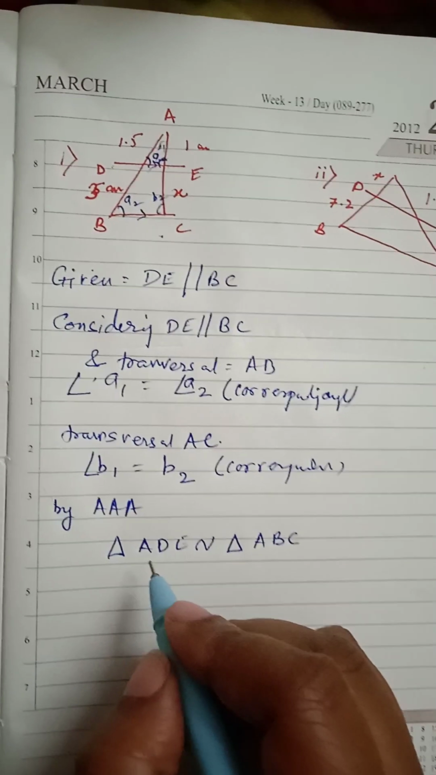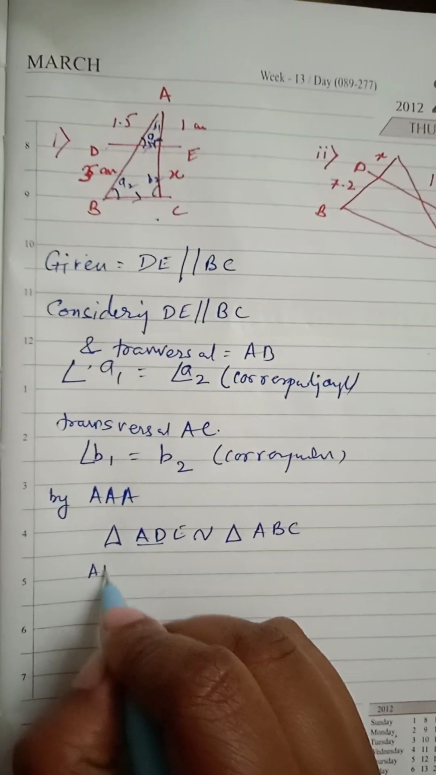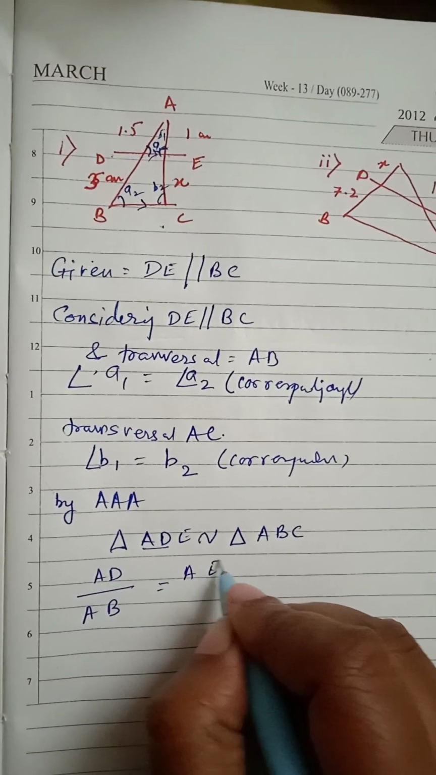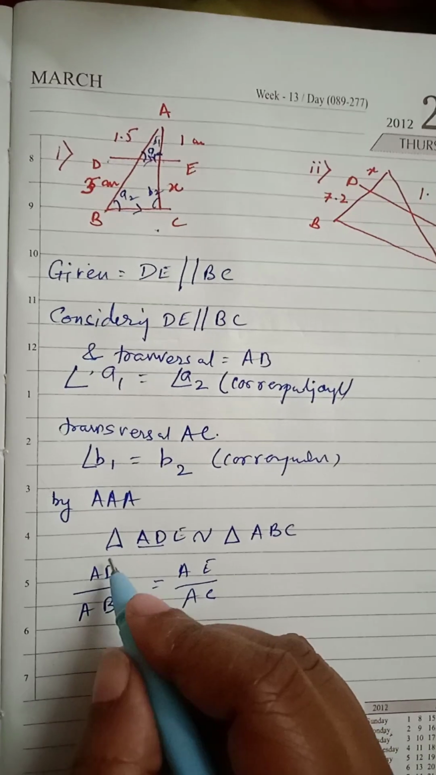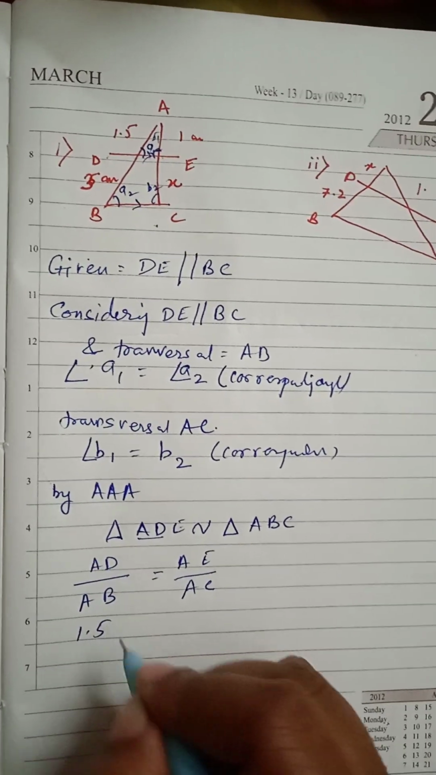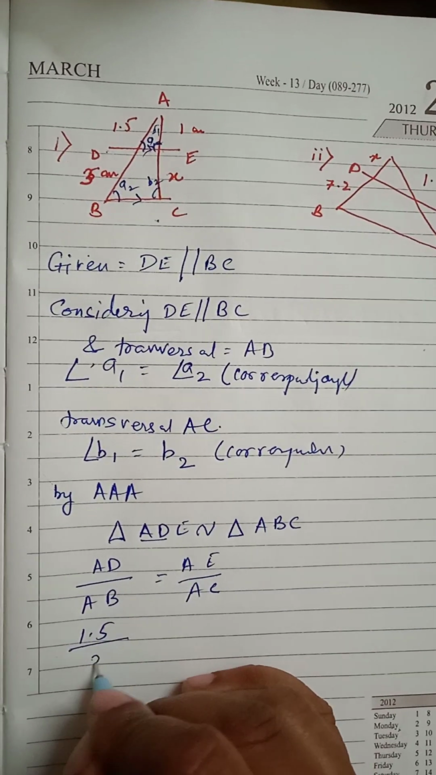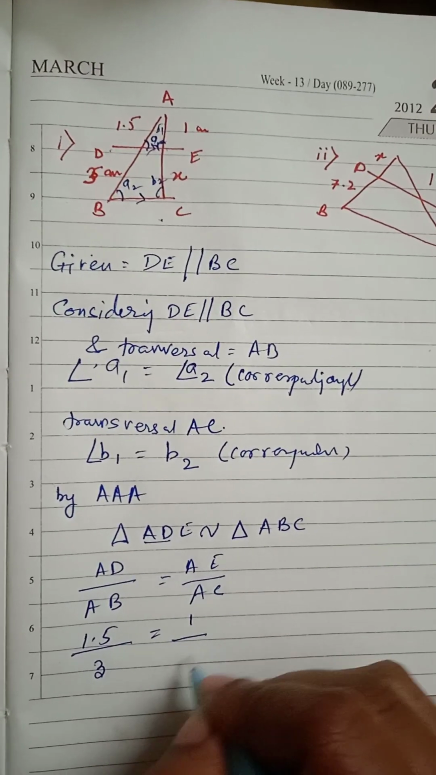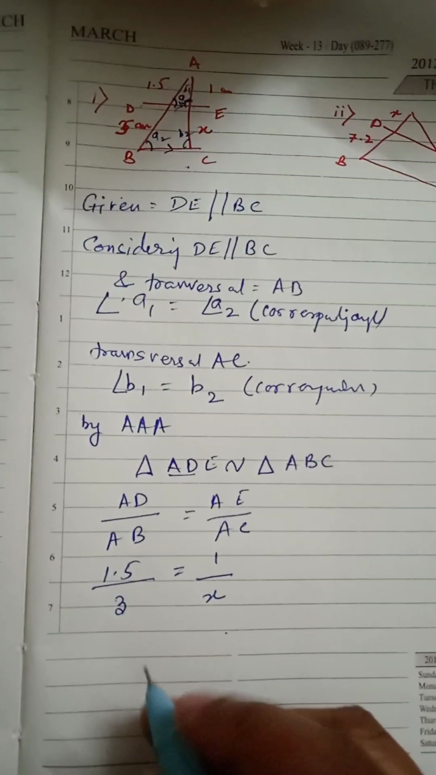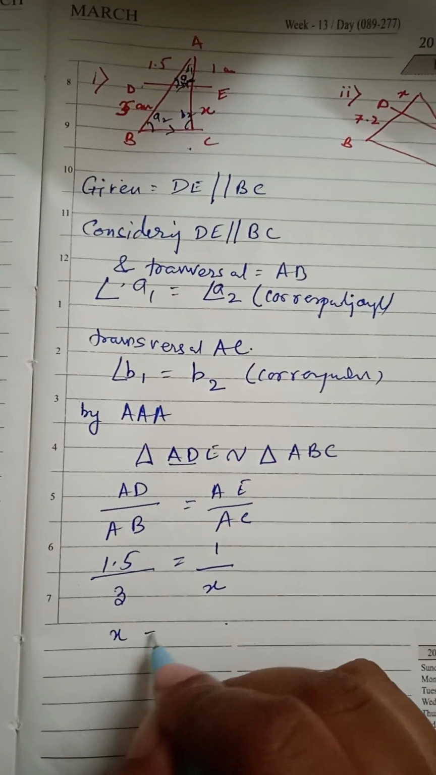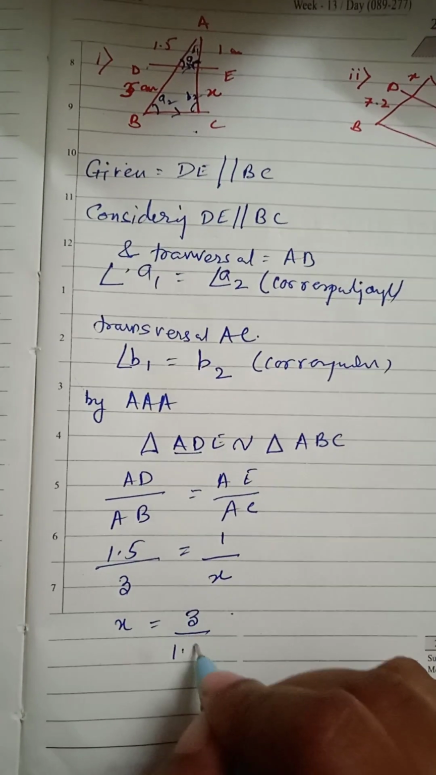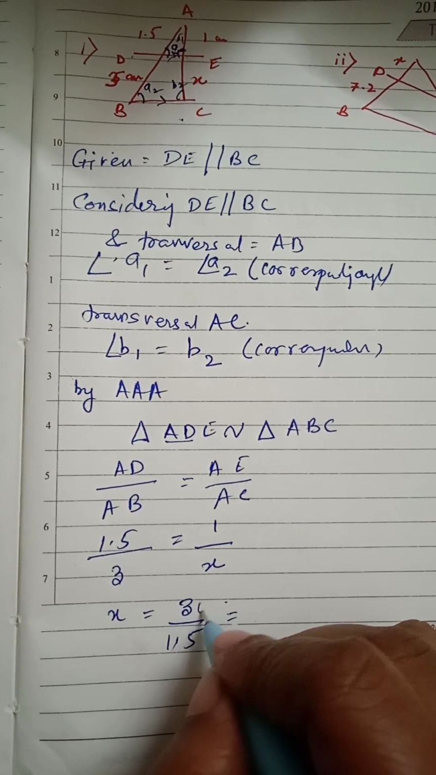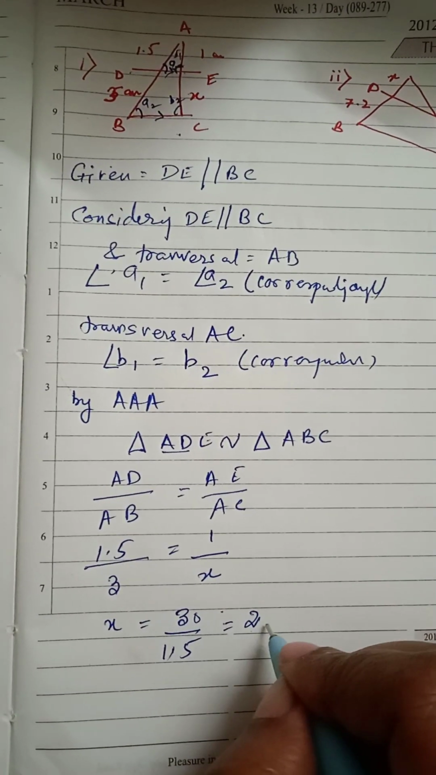So if I have this, how will I have? I will have AD by AB is equal to AE by AC. So AD is 1.5, AB is 3 centimeter, which is equal to AE, 1 centimeter, by some x. So by cross multiplying, what happens? X is equal to 3 by 1.5, which is equal to 2. So x is equal to 2 centimeter.